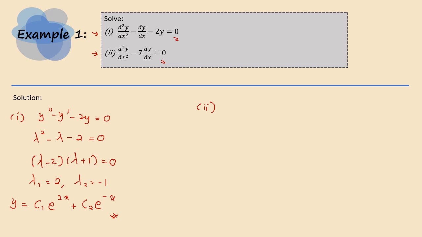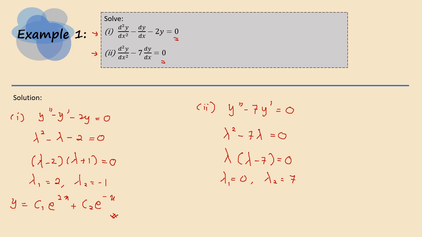So our equation is y double prime minus 7y prime equal to 0. So let's transform into our characteristic equation. Y double prime is lambda squared, minus 7y prime is lambda to the power of 1, equal to 0. So we factorize this characteristic equation. We have lambda (lambda minus 7) equal to 0. So lambda 1 is equal to 0 while lambda 2 is equal to 7.